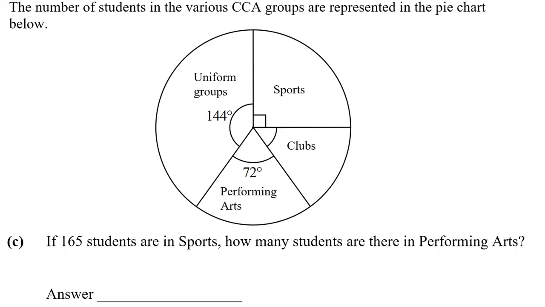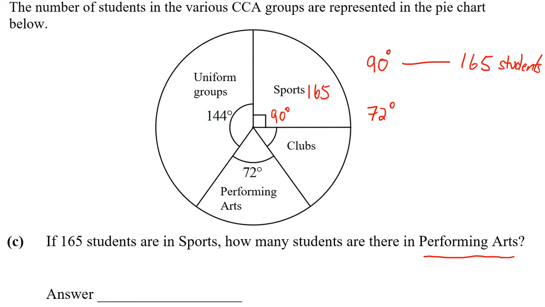Next, we are asked to find the number of students in performing arts. Once again, we have 90 degrees representing 165 students, because this is what was given for sports. And in performing arts, we have 72 degrees.